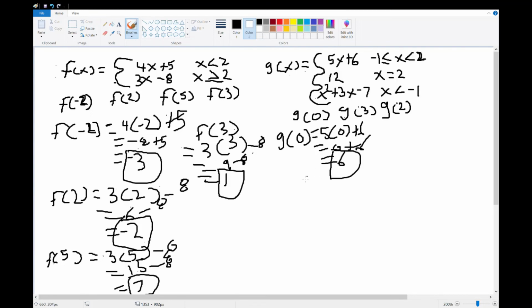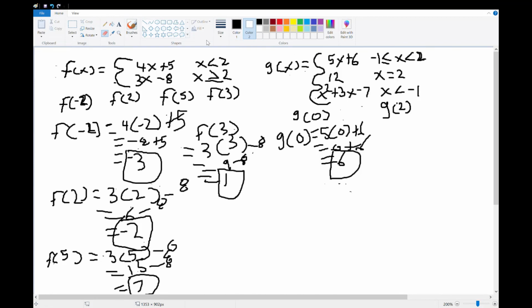Now let's move on to evaluating g of 3. So g of 3. Which portion should we use? The top one, the middle one, or the bottom portion? Now I do want to mention g of 3 is not going to work. I accidentally made that mistake right here. We're not going to evaluate g of 3 since it's not going to work for any of them. So I did make a mistake there, but g of 3, we cannot do that using this piecewise function.